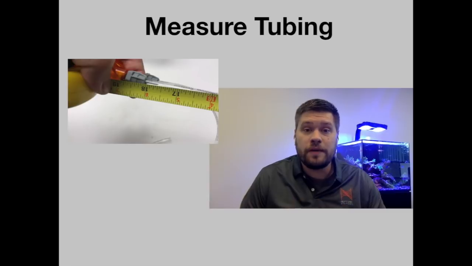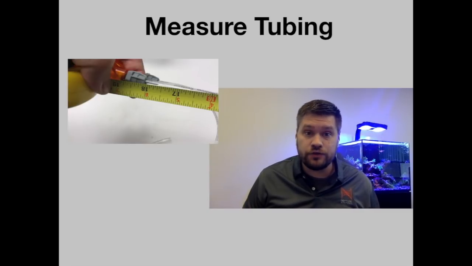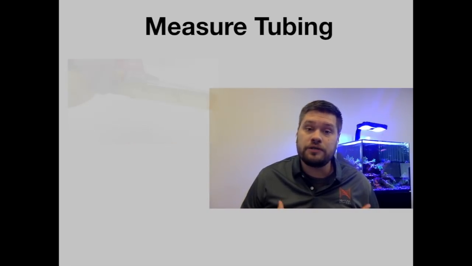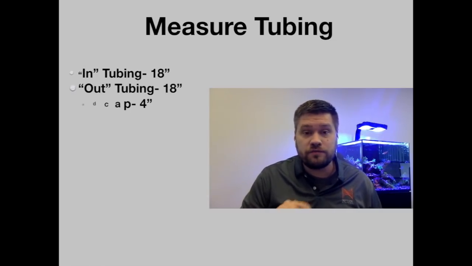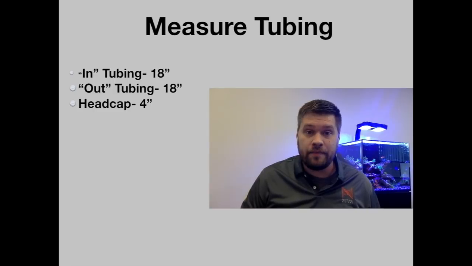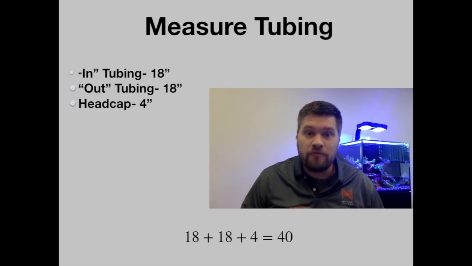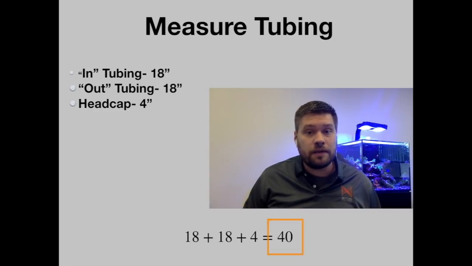So let's say that we measured 18 inches of tubing in our in tubing. For hypothetical, we'll say that we measured 18 inches of tubing in our out tubing, and there are about 4 inches of tubing inside the dose head cap. So that means all in all, we're going to have about 40 inches of tubing in this setup. We need to remember that because that's going to be important for later.